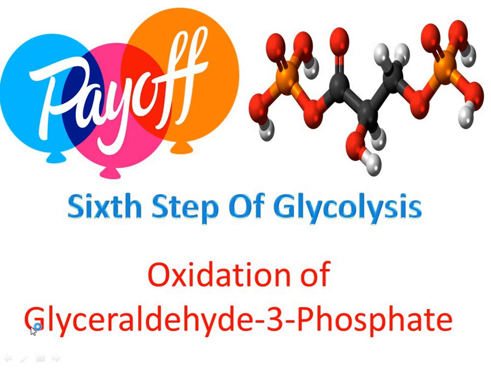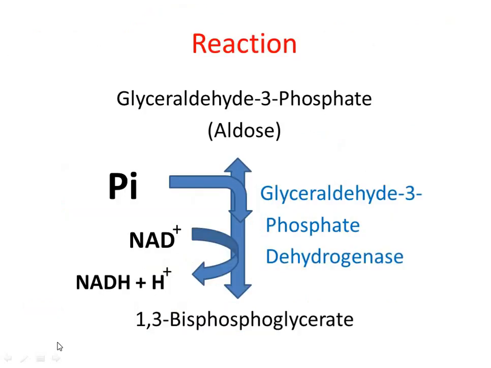Hello friends, warm welcome. In this video, we cover the sixth step of glycolysis: oxidation of glyceraldehyde 3-phosphate, or oxidative phosphorylation of glyceraldehyde 3-phosphate. In this reaction, glyceraldehyde 3-phosphate, which is an aldose sugar, is converted into 1,3-bisphosphoglycerate, which is a high energy compound, in the presence of the enzyme glyceraldehyde 3-phosphate dehydrogenase.